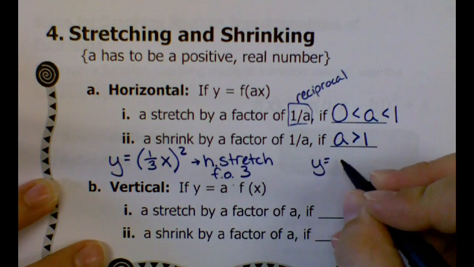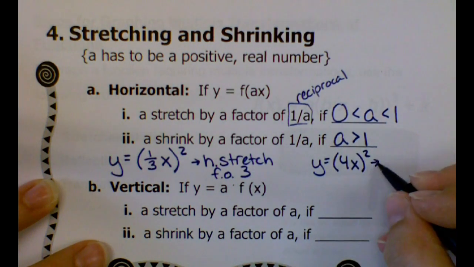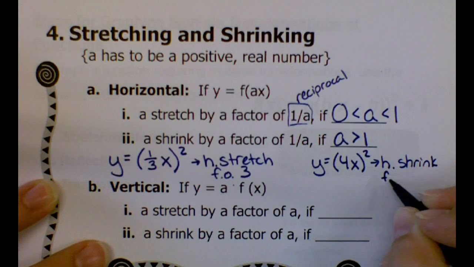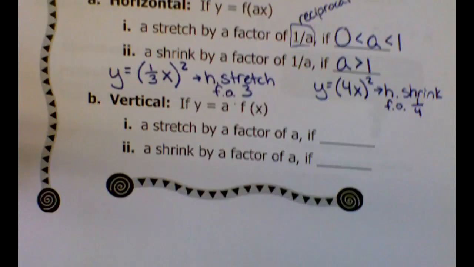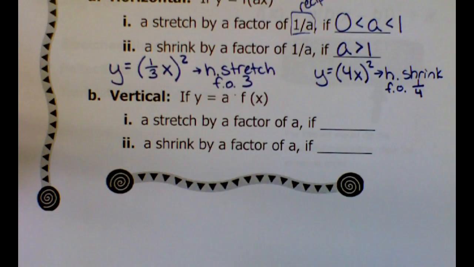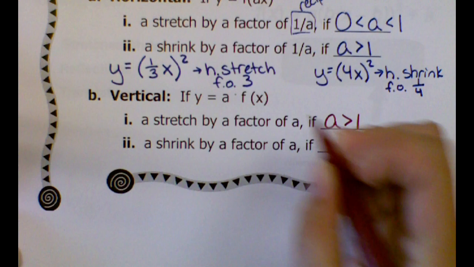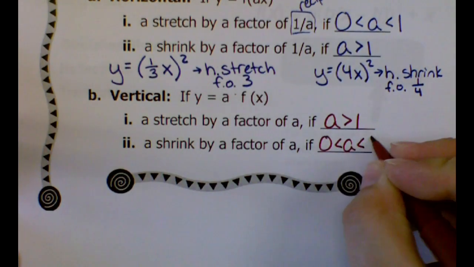If I said y equals (4x) squared, that would be a horizontal shrink by a factor of 1/4. All right, so kind of the opposite of what it seems. Vertical stretches and shrinks are exactly what they seem. It's a stretch if that a value is bigger than 1, if the a is out front of the whole thing. It's a shrink if that a value is between 0 and 1.